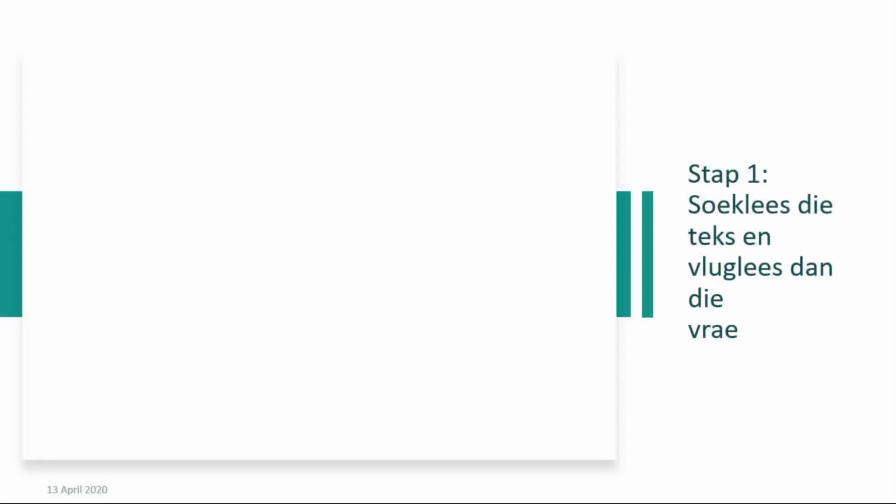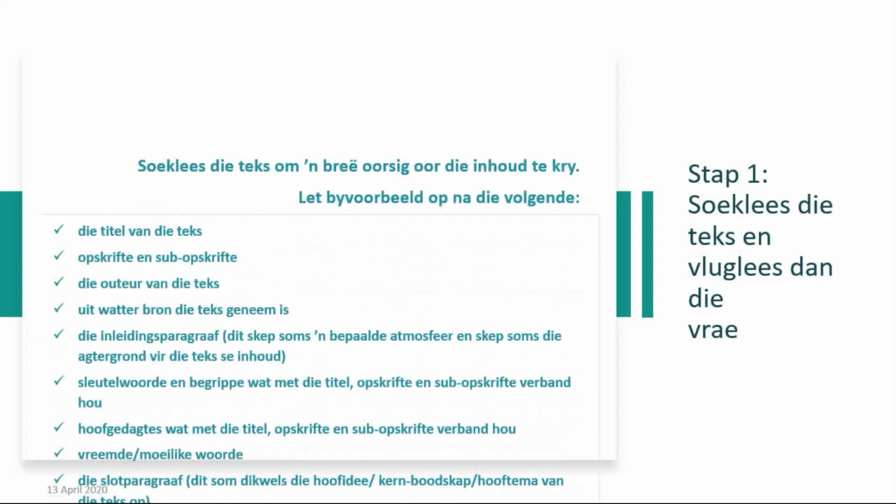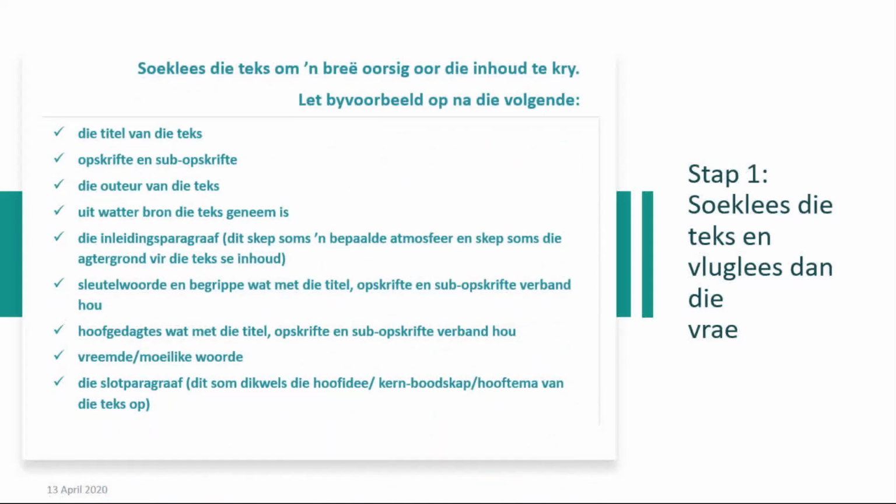Okay, so ons begin met stap 1. Soeklees die teks en vluglees dan die vraag. So we're starting with step 1. Soeklees die teks om 'n breë oorsig oor die inhoud te kry. So they're saying that you firstly have to go to the questions and then you go to the text, but you just spot read the text so that you can get an idea of what the text is about. How you do this is you start with die titel van die teks. You start with the heading. Read what the heading says, and that will most likely tell you what is happening in the comprehension.